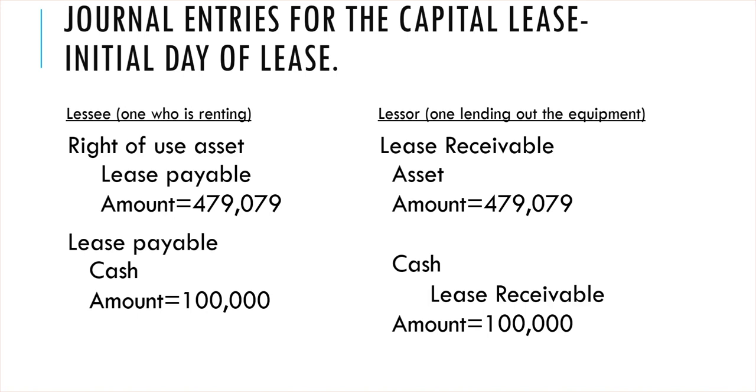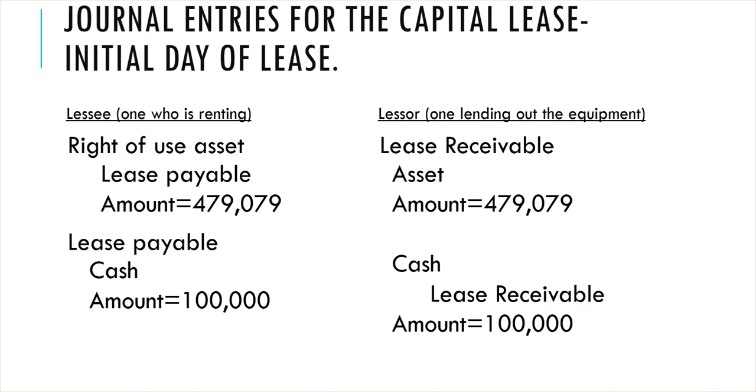And someone's going to look at this and say, well, why don't we just record the lease payable at 379,079, and then put the cash credit for 100,000, and then record the right of use asset for 479,079? Why don't we do that in one journal entry? And I'm going to tell you, when you start using this and you start creating your amortization tables, it's much easier if you do it this way than another way.